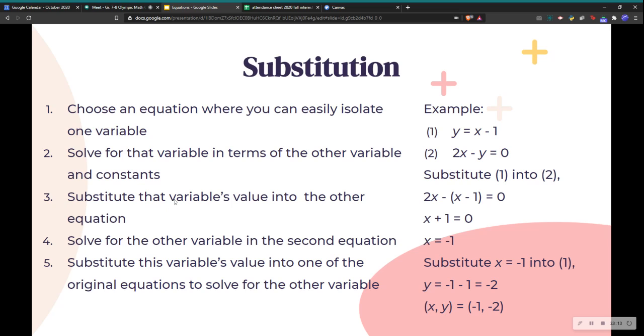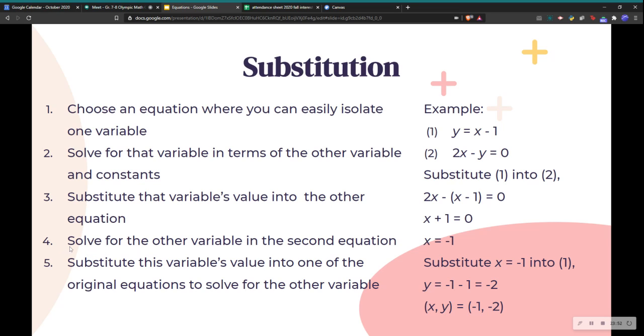Step 3 is that you have to substitute that variable's value into the other equation. What I mean by substitute is that you take the value of this variable, the right hand side, which is x minus 1, and then you can substitute it into the second equation right here. So instead of having 2x minus y, you have 2x minus, in brackets, x minus 1. So I put this value for y in equation 2. And this way, I'm left with only one variable in this equation.